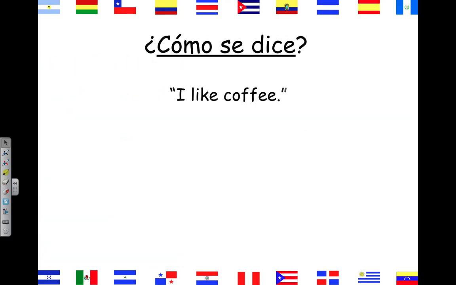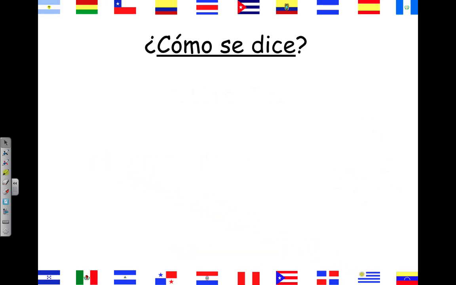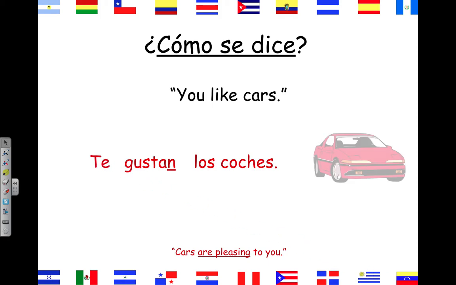So, ¿cómo se dice? I like coffee. Remember, that's literally coffee is pleasing to me. So, me gusta el café. ¿Cómo se dice you like cars? Cars are pleasing to you. So start with los coches. Gustan, because coches are plural. Okay? The verb is agreeing with the subject coches. Te. And the te is the indirect object. So again, literally, cars are pleasing to you.